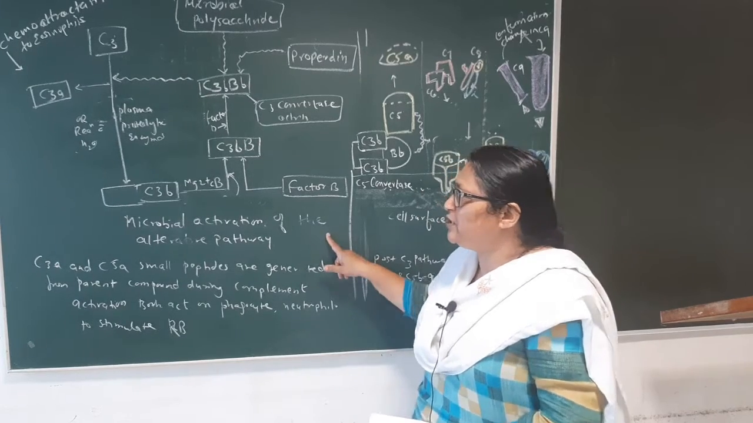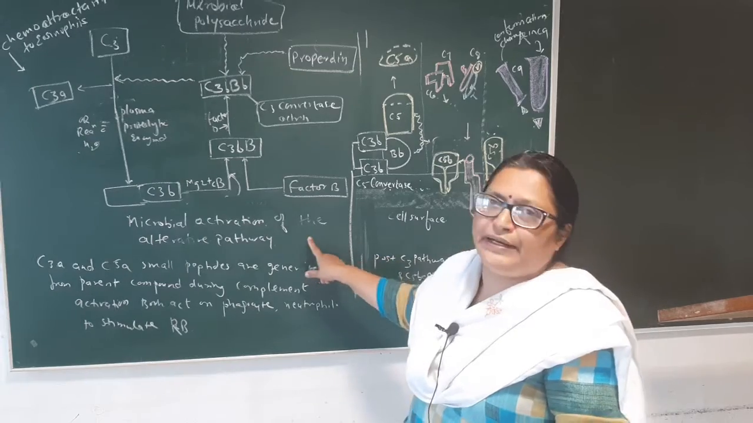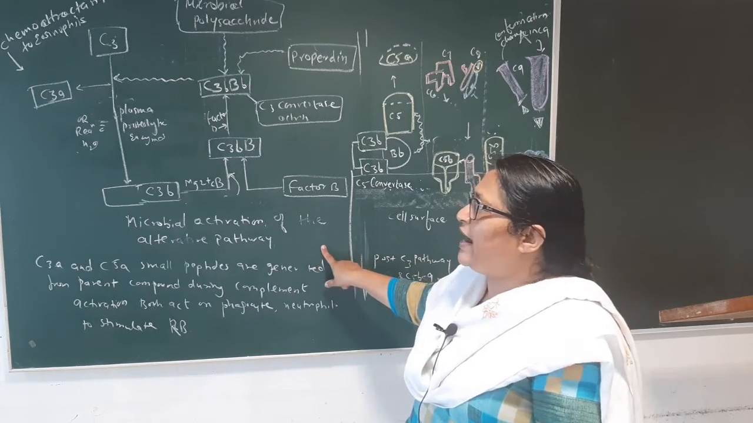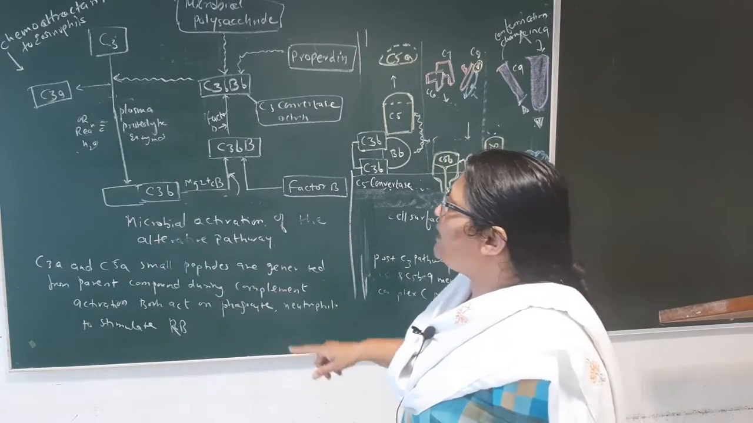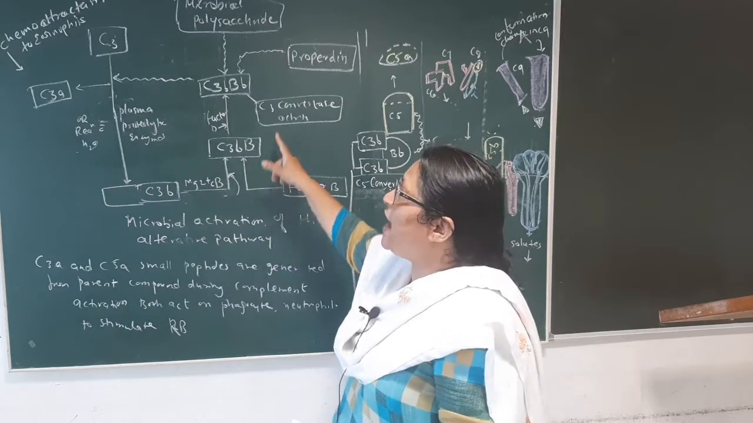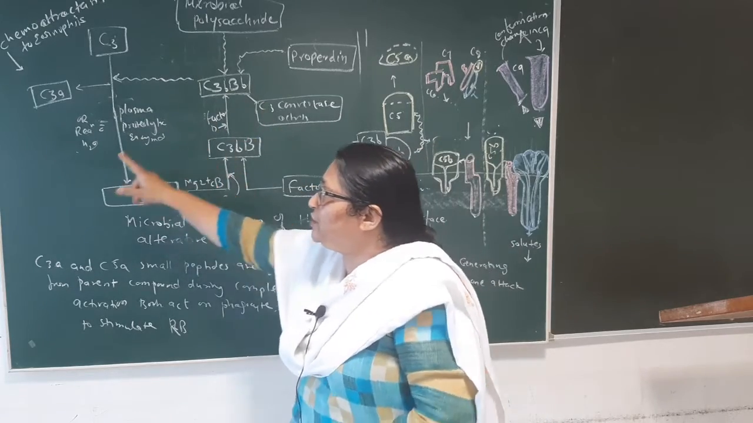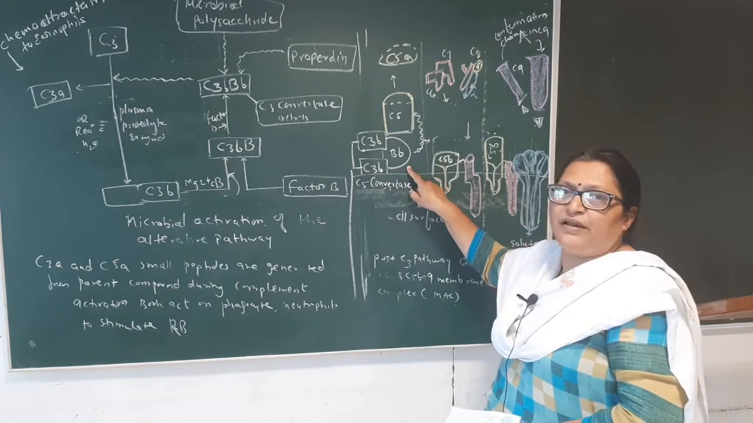So, in this first part, that is the microbial activation of the alternative pathway, we learn that there is generation of C3a and C3b. Okay. The cycle is such that the concentration of C3 and C3b will be maintained, because here it is required.